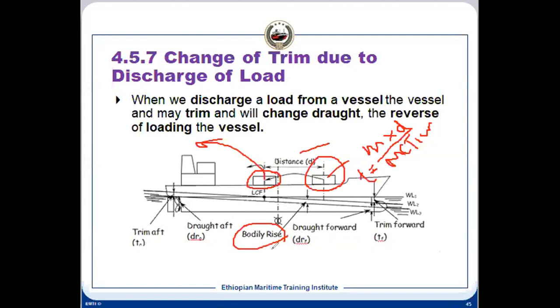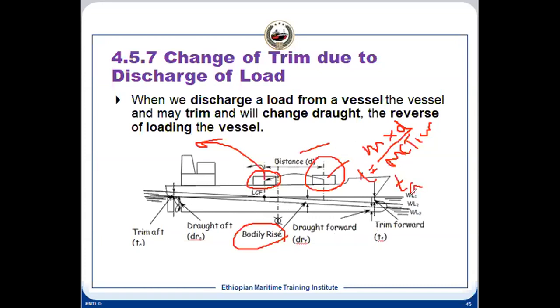So it will be bodily sinkage. Bodily sinkage, when we call it, it is throughout the ship, it will be same, it will increase or reduce, same depth. So the bodily rise in that case means the body will rise and the draft level will reduce. And now we have the bodily rise, we have the T. From this T we can find out TA and TF.